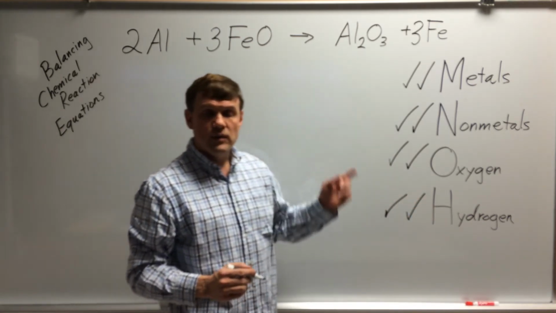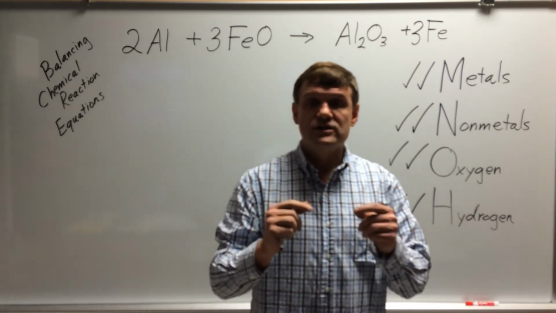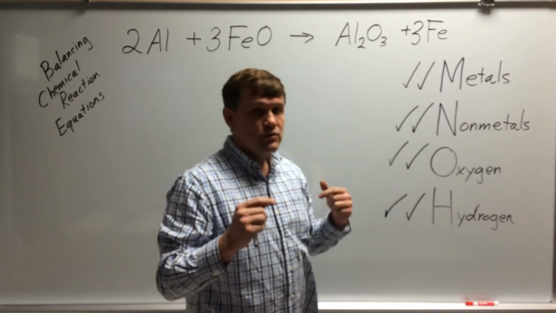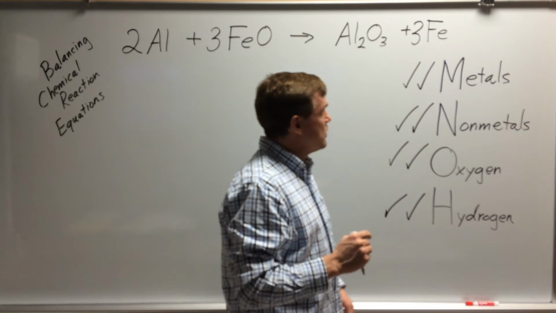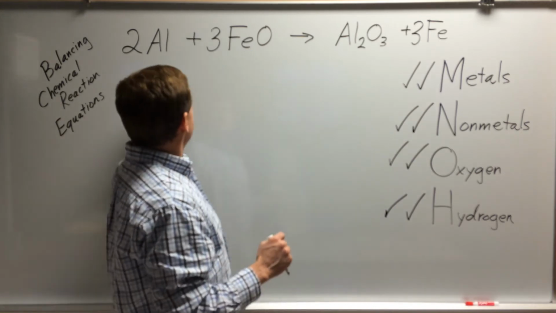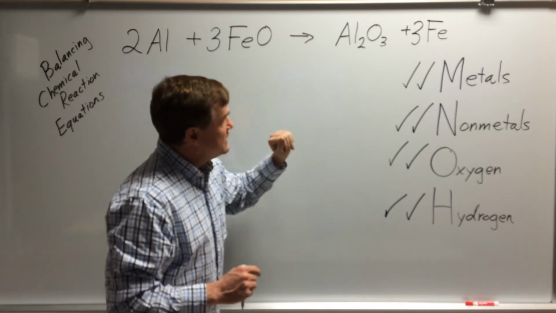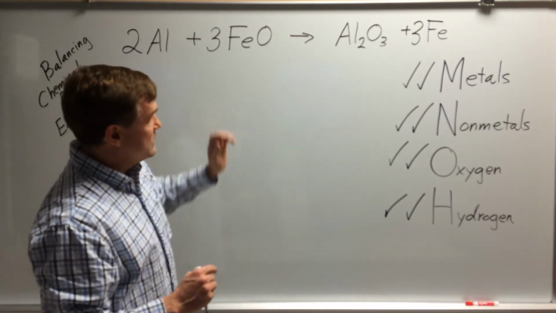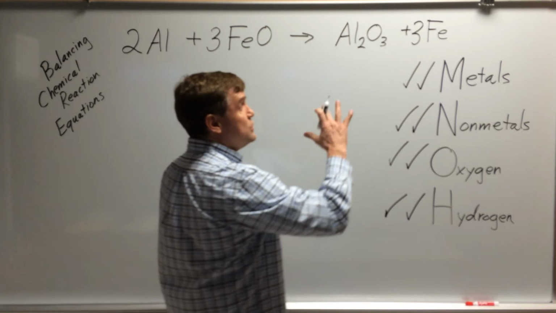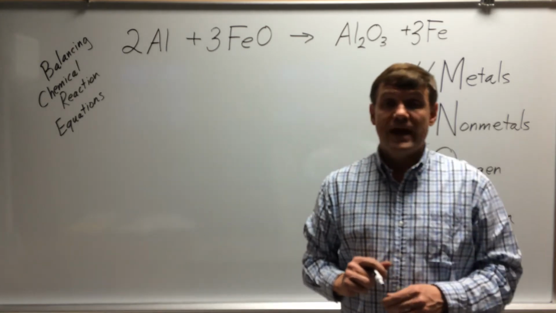Now, in that last sequence, I did make one change to the iron. So let me run through it very quickly, 1, 2, 3, 4, and see if there are any changes. No changes to the aluminum, no changes to the iron. There aren't any nonmetals. My oxygen is still 3 and 3, and there is no hydrogen. Your chemical reaction is balanced.